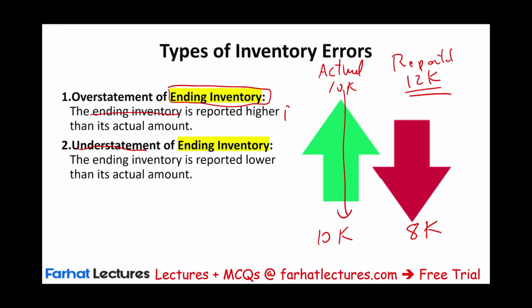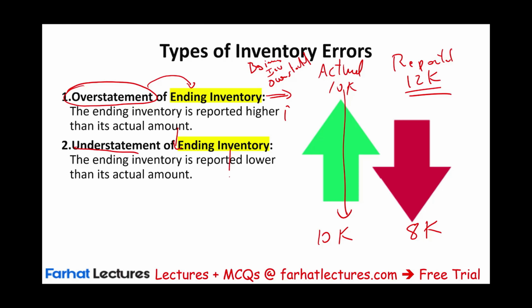Now bear in mind, I'm going to repeat this at the end, that whatever happens to ending inventory, if it's overstated, then for the following year, beginning inventory will also be overstated, because inventory is a balance sheet account. So the error doesn't go away. The overstatement of ending inventory becomes an overstatement of beginning inventory. Same is true for understatement. If you understate your ending, you are also understating your beginning. And we'll discuss this shortly as we're working through the example.